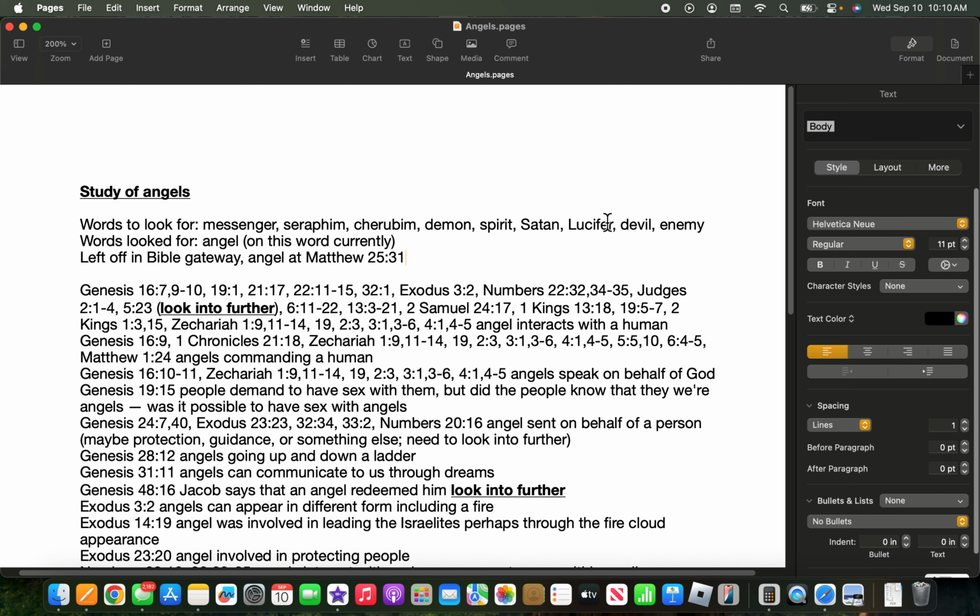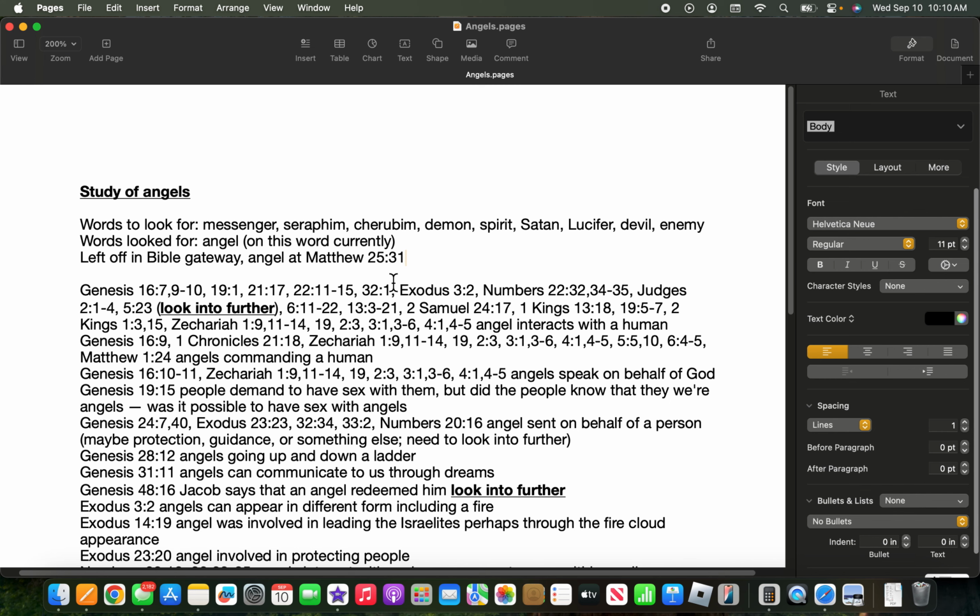We have a number of other terms that we're going to look up, because when you're using a concordance, it will not tell you everywhere to find all of these terms unless you search these specific terms. So we're going to look up these terms. Yes, we'll look up demon and Satan and those kind of words as well, because he is a fallen angel. So that'll fit into this subject matter as well.